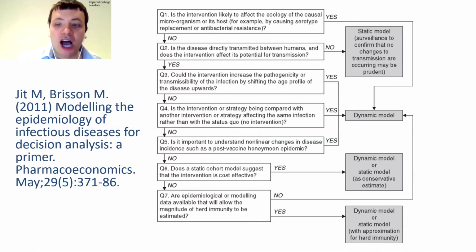Here I'd like to highlight a paper which makes recommendations of when to use static or dynamic models under different circumstances. This makes a really important point that in some cases, methods can be used to approximate herd immunity in static models. And again, these really stress that the choice of model depends on the context of your question, including the disease you're looking at, the intervention, and what data is available.